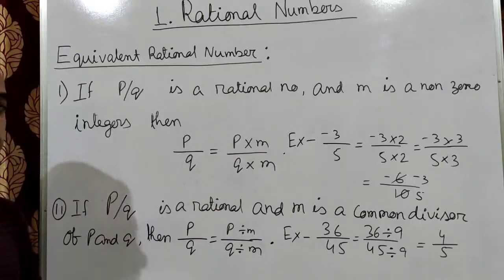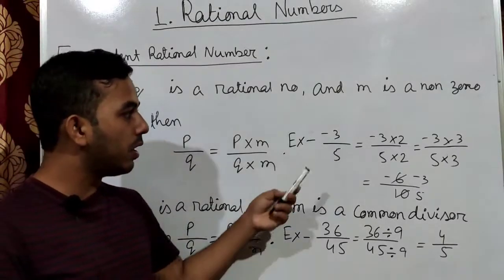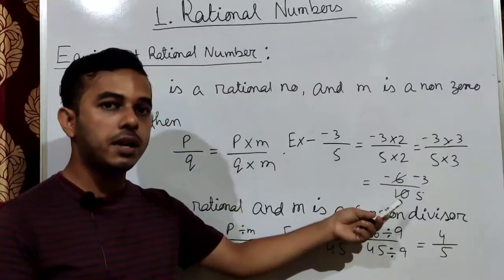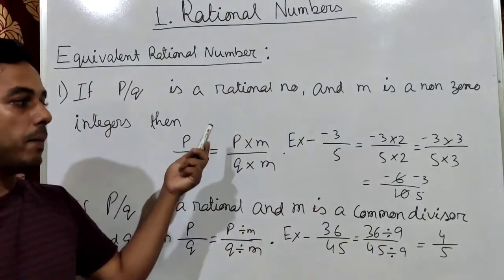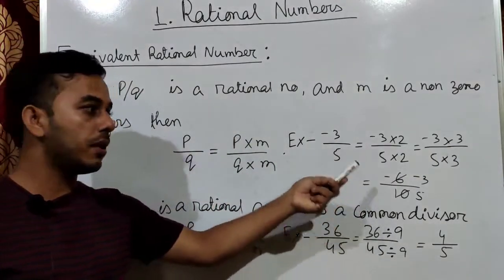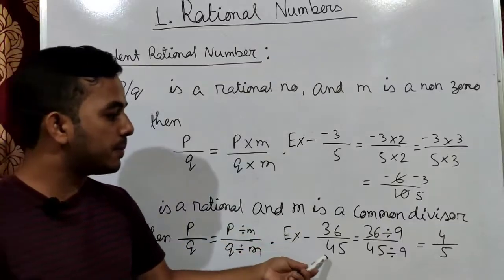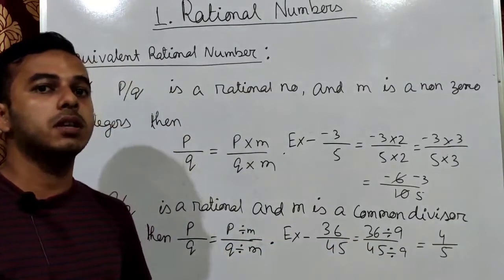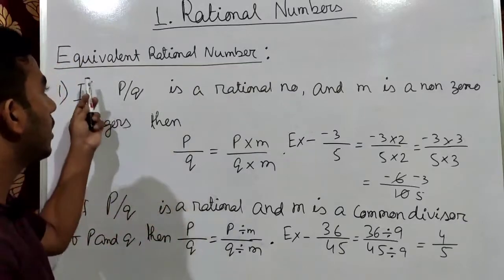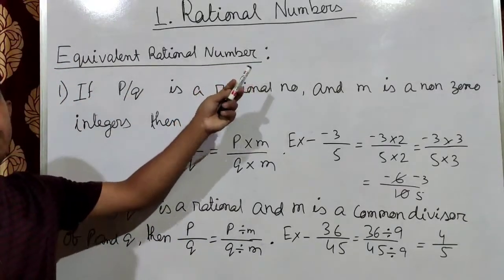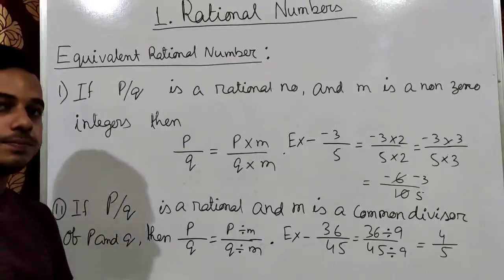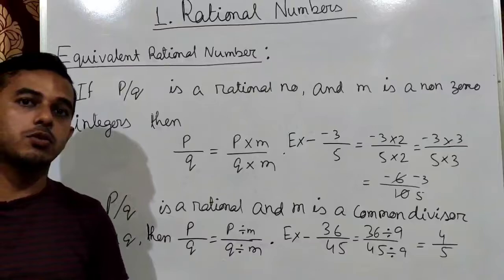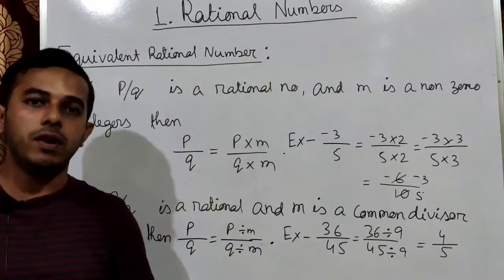Different rational numbers. The rational numbers which have the same value, in this case minus 3 by 5 and minus 6 by 10, also have the same values, but they are different rational numbers. And 36 by 45 and 4 by 5 have the same value, but they are different rational numbers. Those numbers are known as equivalent rational numbers. I hope this is clear to you, right? So now let us move to our next topic, that is standard form of a rational number.